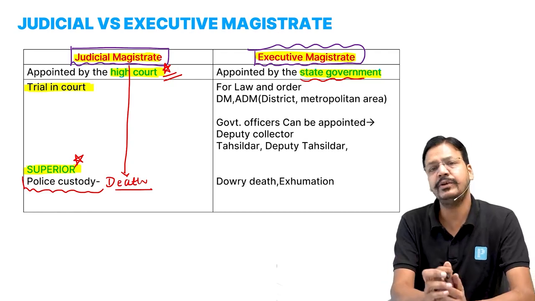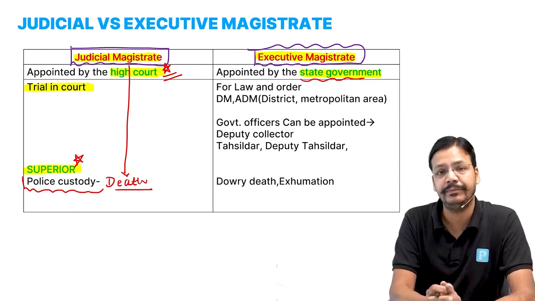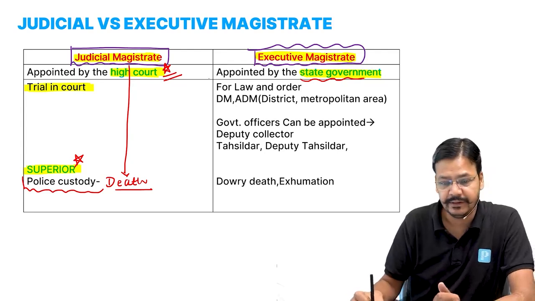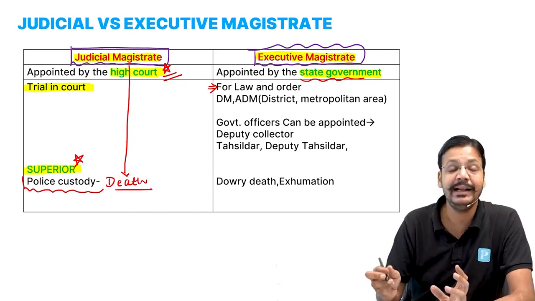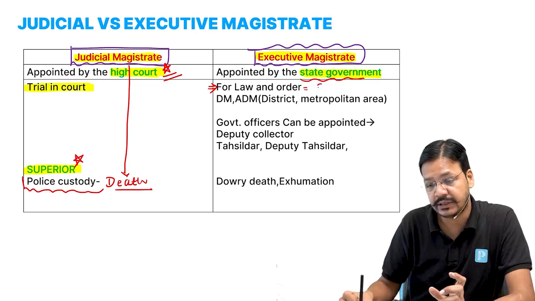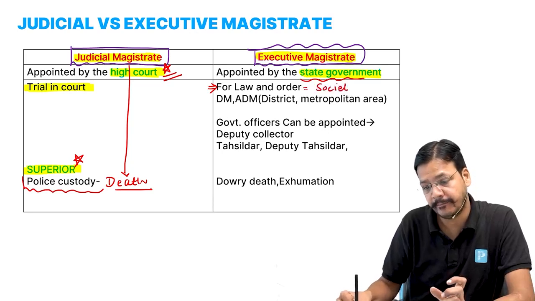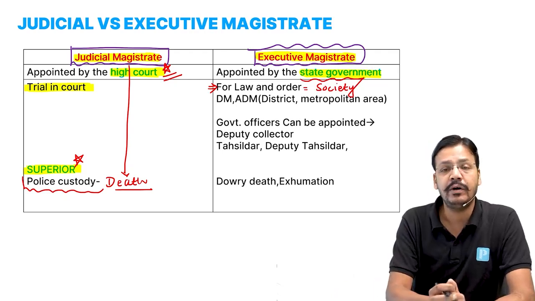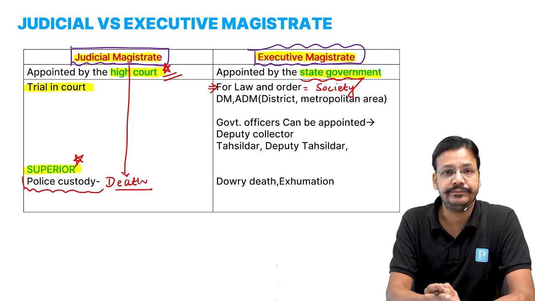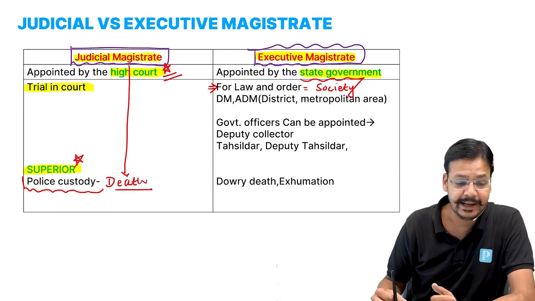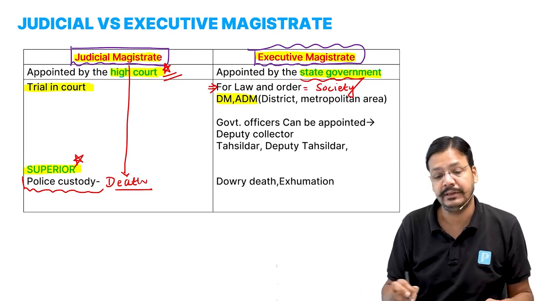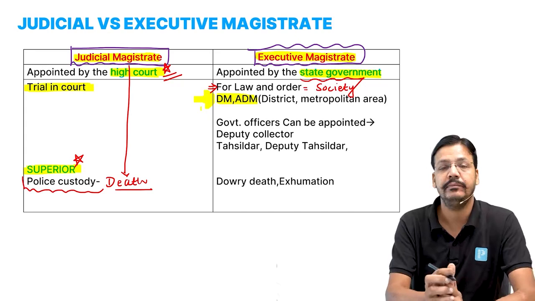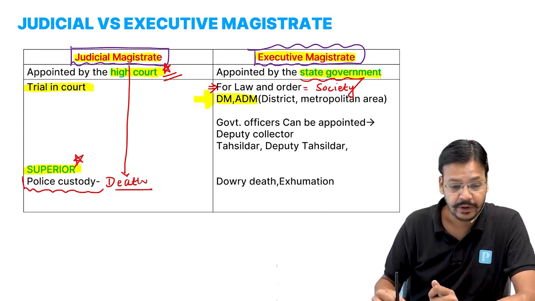Now I am coming to executive magistrate. As I told you, these are appointed by state government. And the function of an executive magistrate is to maintain law and order in society, in the country. That is an executive magistrate. And friends, these are designated as DM or ADM, district magistrate or additional district magistrate. The designation is just like this: DM, ADM or even SDM.